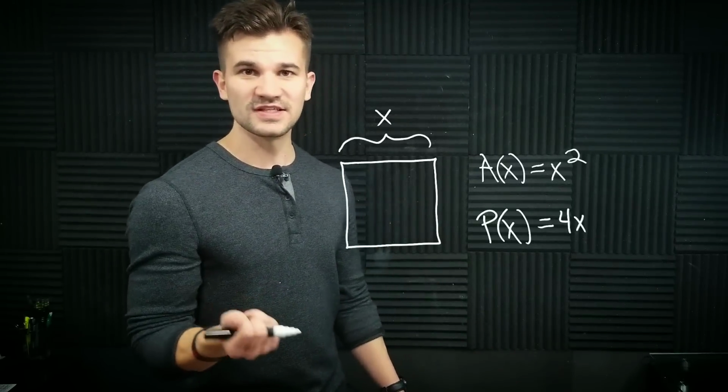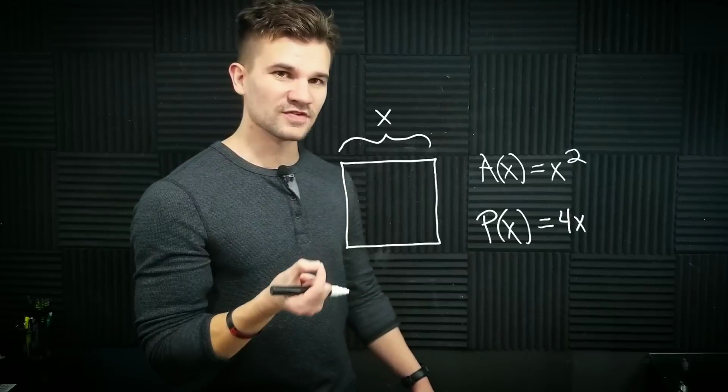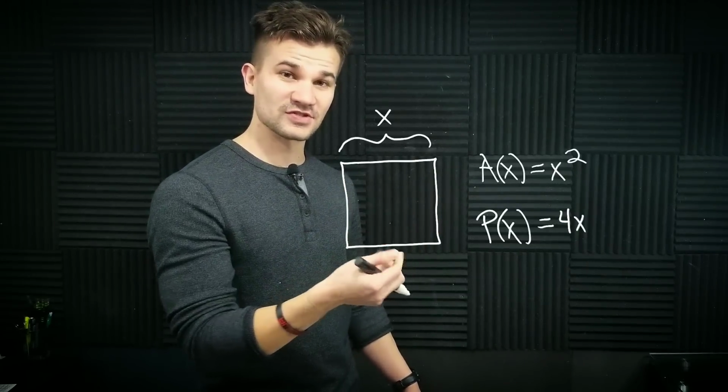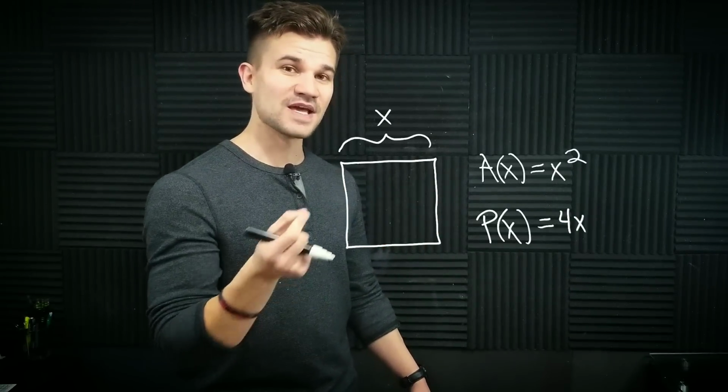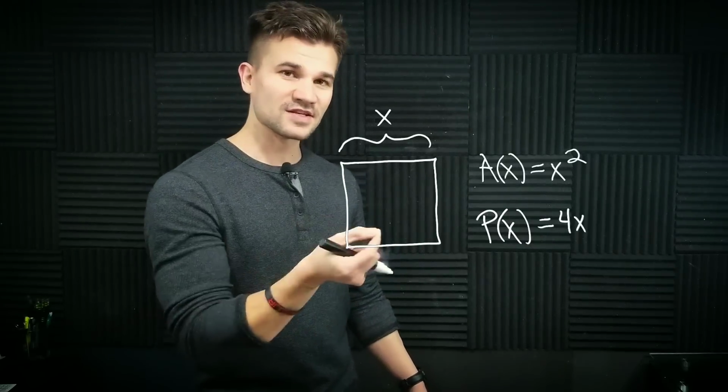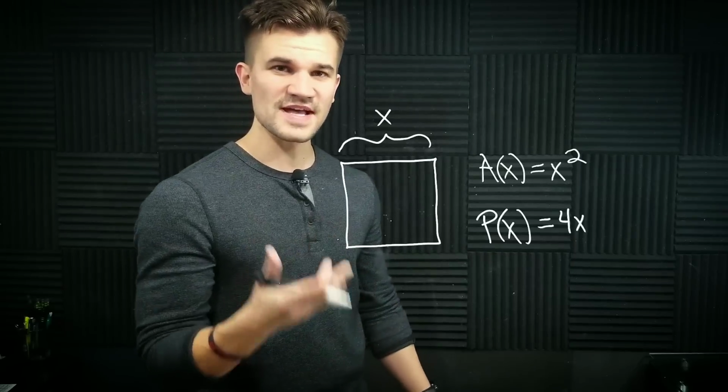So the question is, can we find a measurement of the square so that when we express the formulas for area and perimeter in terms of that measurement, we can make the derivative of the area equal to the perimeter? Well, that's the question I asked. So here's how I answered that question.